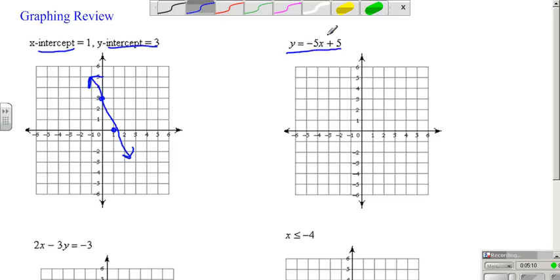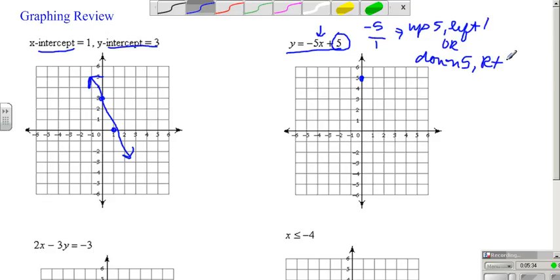Here, I'm given it in slope-intercept form. So my y-intercept is 5. Do that first. This slope is negative 5 over 1, which tells me to go up 5, left 1, or I can go down 5, right 1. That negative can go in either way. Now, based on where I am here, it's easier to go down 1, 2, 3, 4, 5, right 1, and I connect my line like so.